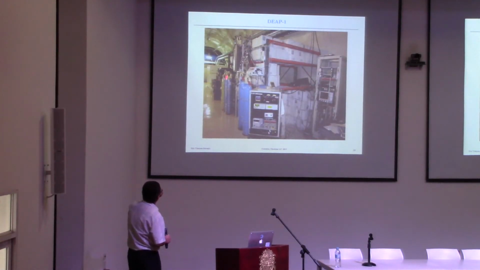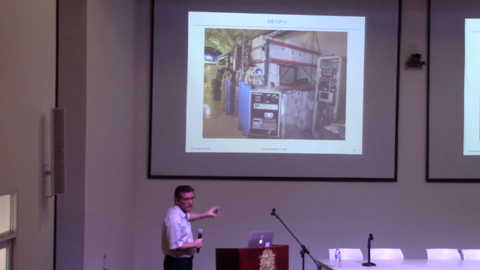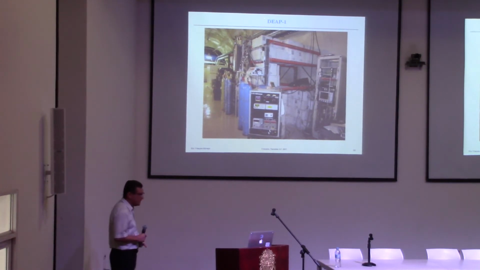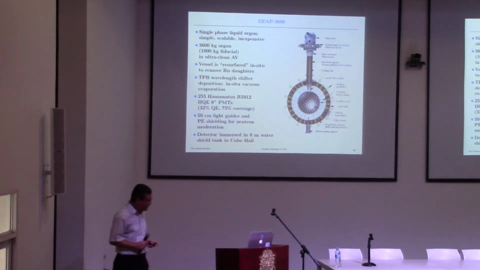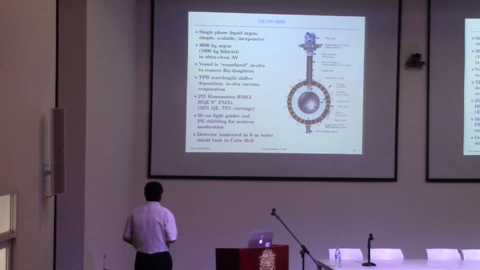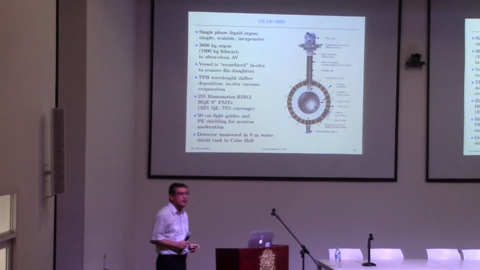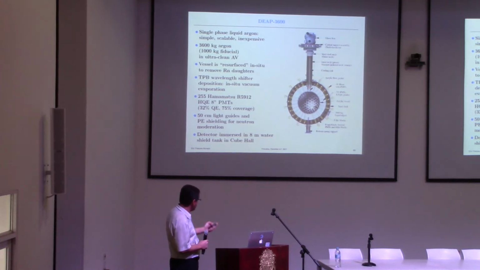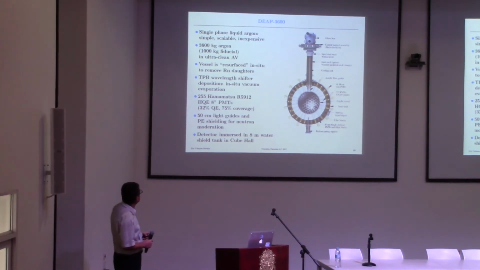So this is the prototype that we had underground at SNOLAB, 7 kilograms. This is an old picture now. Lots of these pieces were basically scavenged for DEAP-3600. And this is where we are now, DEAP-3600. It's a single-phase liquid argon experiment. We have 3.6 tons. Actually, we have only 3.3 tons of argon now in the detector. We have a wavelength shifter because the PMTs basically see light at a different wavelength. We have 50-centimeter light guides to separate the room temperature, at which the PMTs are operated, from the cryogenic liquid argon. And then we have our detector immersed in an 8-meter water shield tank.